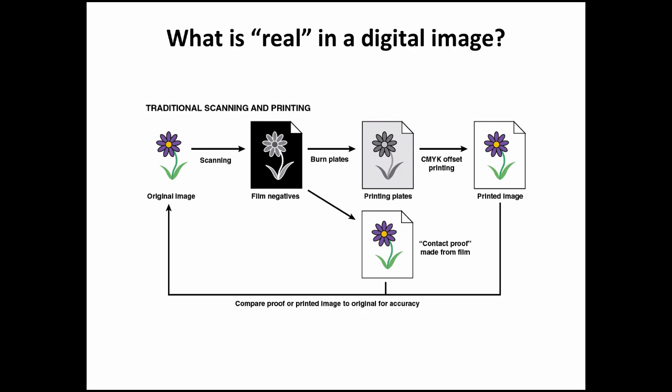You could scan that piece of artwork and generate a set of film negatives. We'll talk more about this in another lecture, but you need to create film negatives, which you can then use to create plates, which go onto a printing press in order to create the printed image.